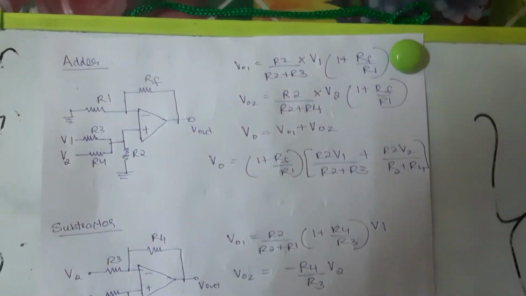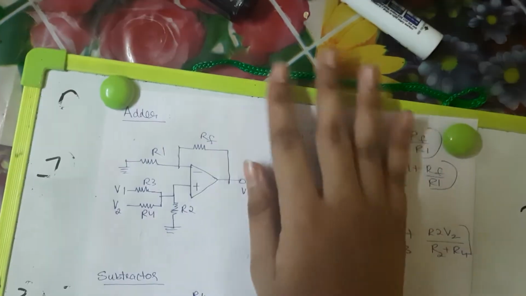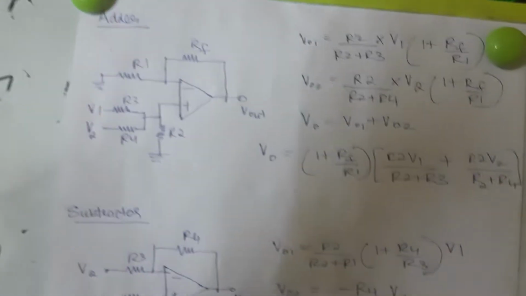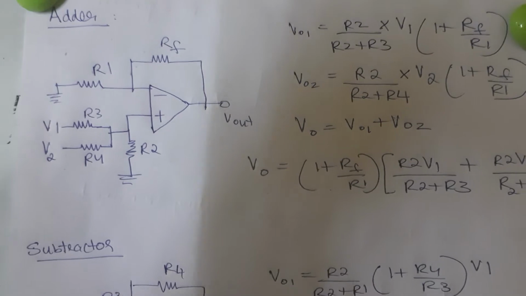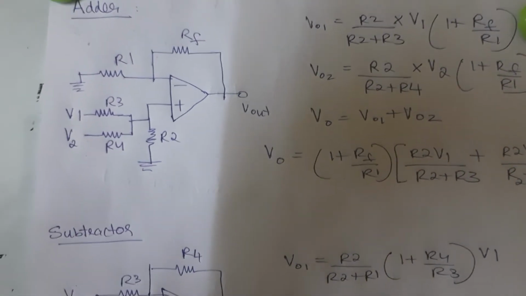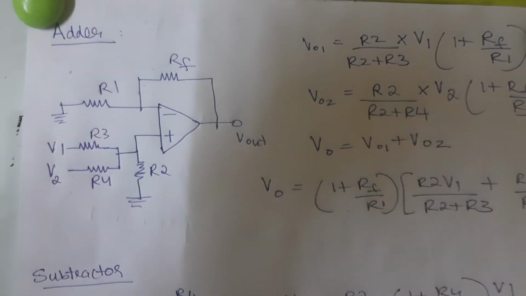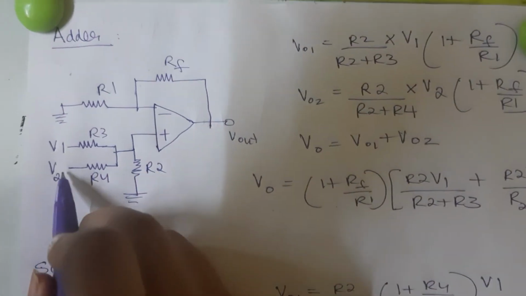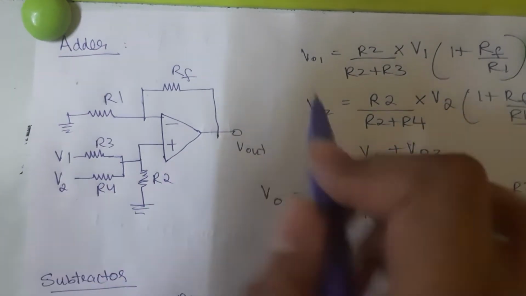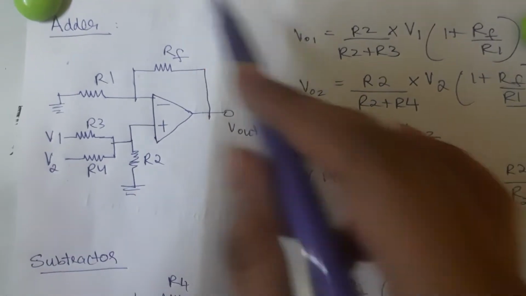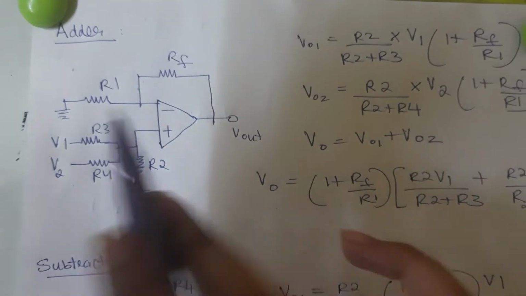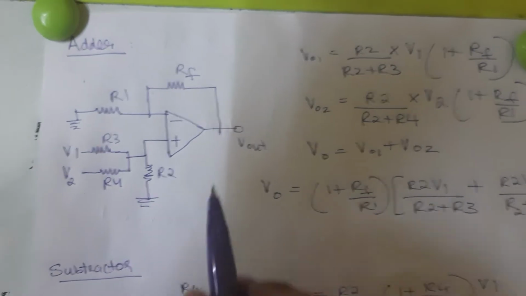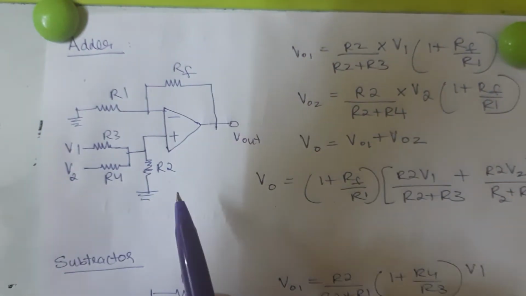So let me start with adder. Let's see the adder circuit carefully. Now adder means addition of 2 voltages. Addition means both the voltages should be positive even at the output end, which means I will be using a non-inverting amplifier. This will be the circuit.